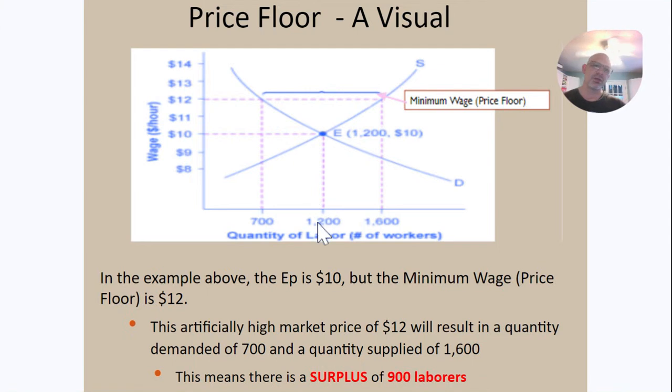So that's one argument against minimum wage: if you artificially raise the price of labor above the equilibrium wage, you're going to end up having unemployment, people unemployed. That's the argument. I'm not saying it's the correct one. I'm just saying that that's the argument. That's price floors.